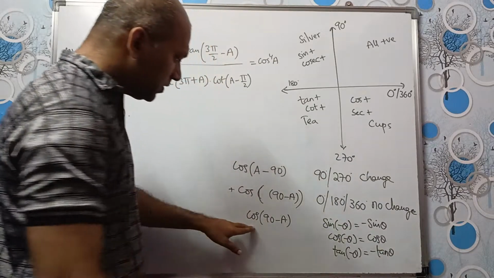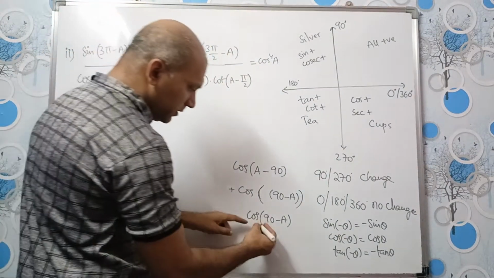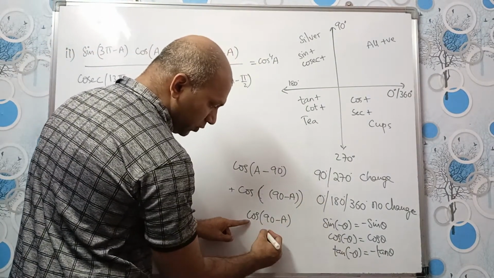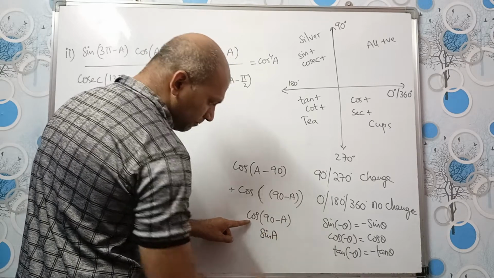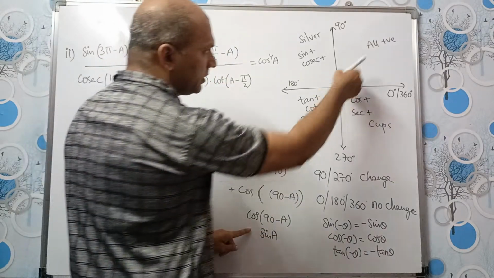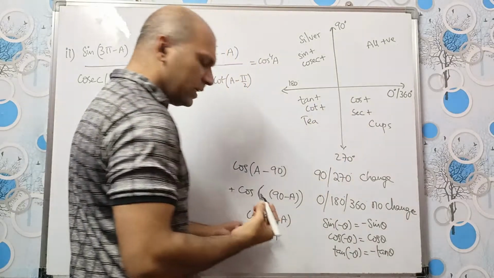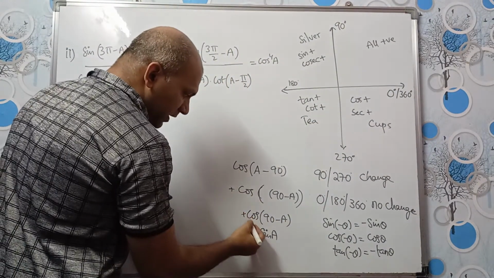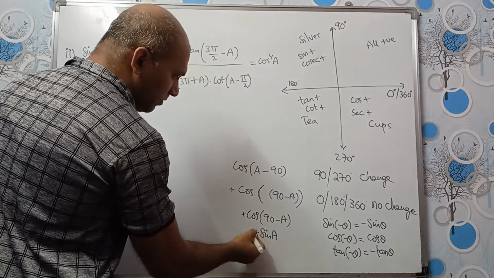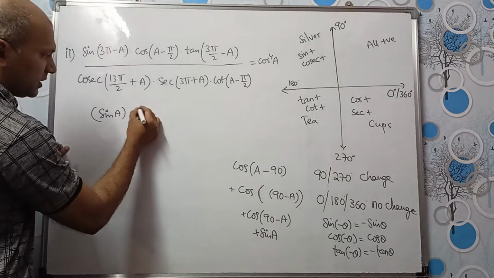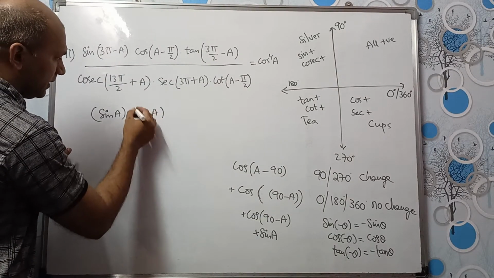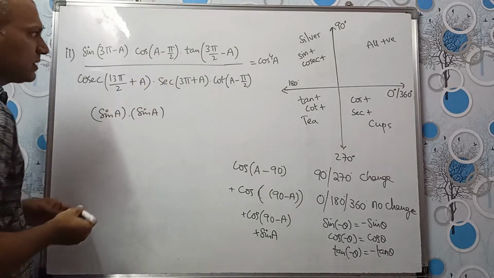Now we know how to write this cos(90 − A). At 90 the ratio will change. Cos will become sin, and 90 minus A is in the first quadrant, so every ratio is positive in that. So we'll have plus sin A here. So this is sin A. Okay, sin A, this is also sin A.